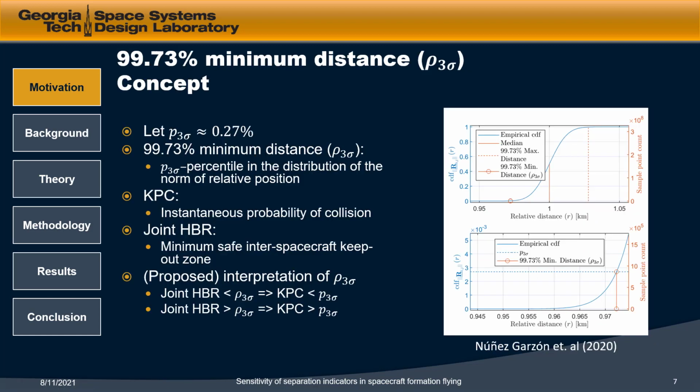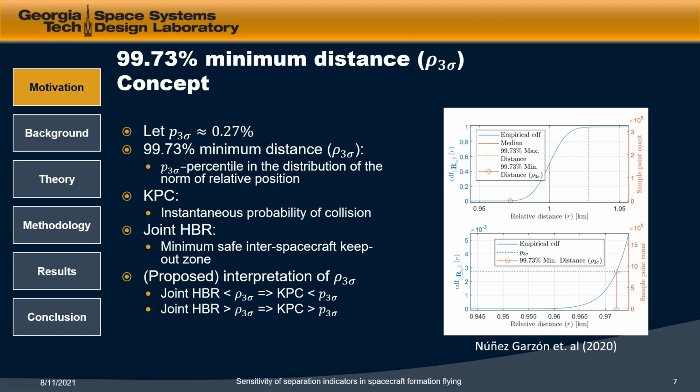Previously, we the authors proposed an indicator of physical separation that has a probabilistic interpretation. This is one way to weave together both types of collision risk indicators. Let's define P through sigma as a constant with approximate value of 0.27%. Then, the 99.73% minimum distance, or rho through sigma, is defined as the P through sigma percentile of the distribution of the norm of relative position. Since there is a stochastic description for the relative position, the norm also has a stochastic description.